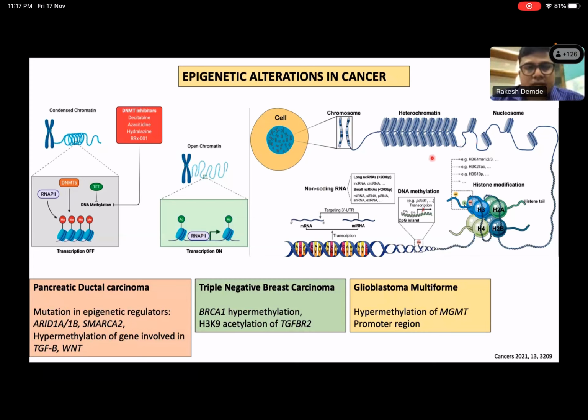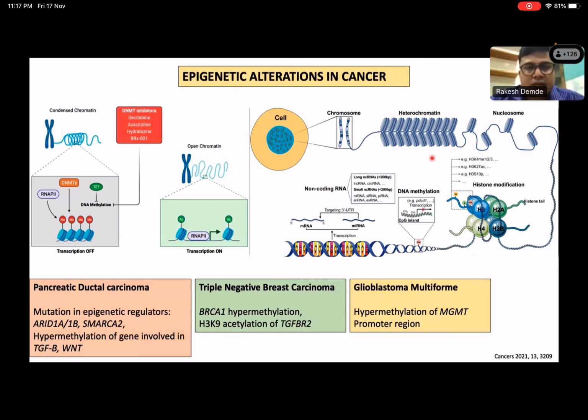Then there can be hypermethylation. As I've told you, methylation silences a particular gene. Okay, so TGF beta, we know it has a tumor suppressive activity. Similarly, WNT beta catenin also has a tumor suppressive effect. So whenever methylation of this particular gene occurs, the tumor suppressive effect is gone and the cell is free to proliferate. So these are the epigenetic changes also seen in solid tumors.